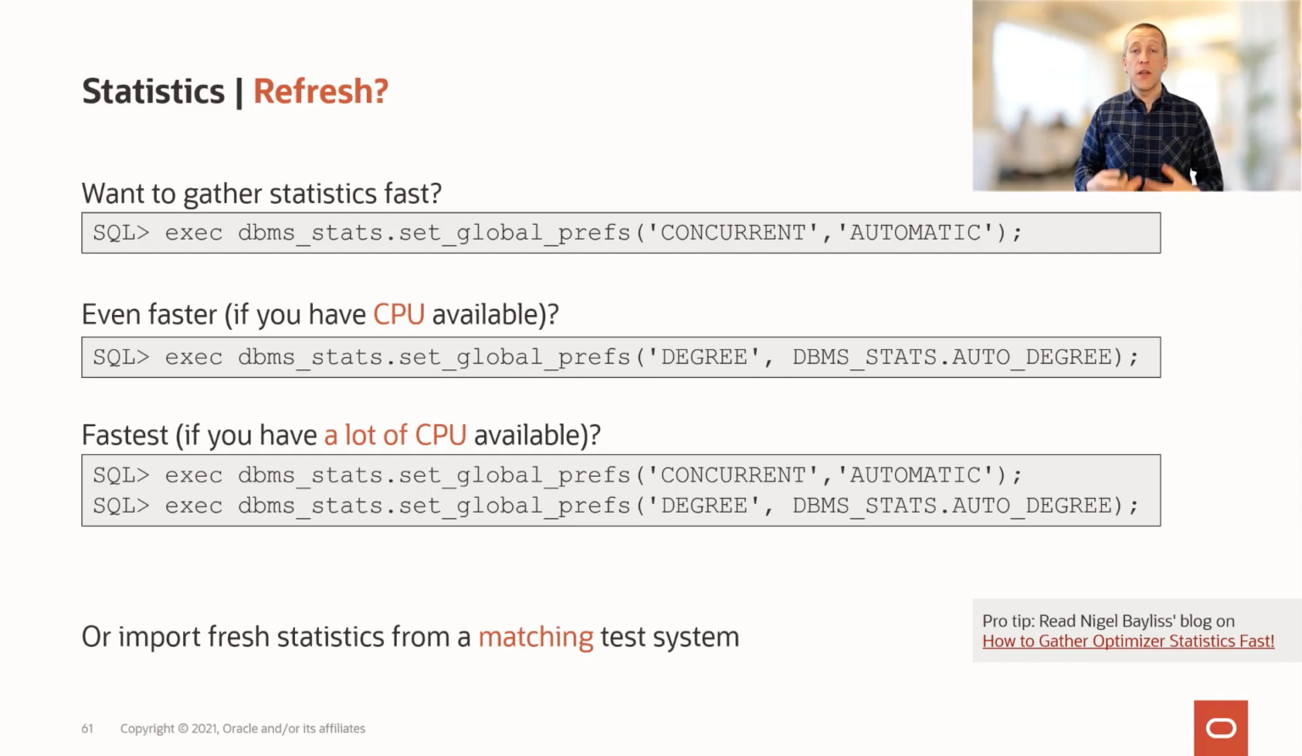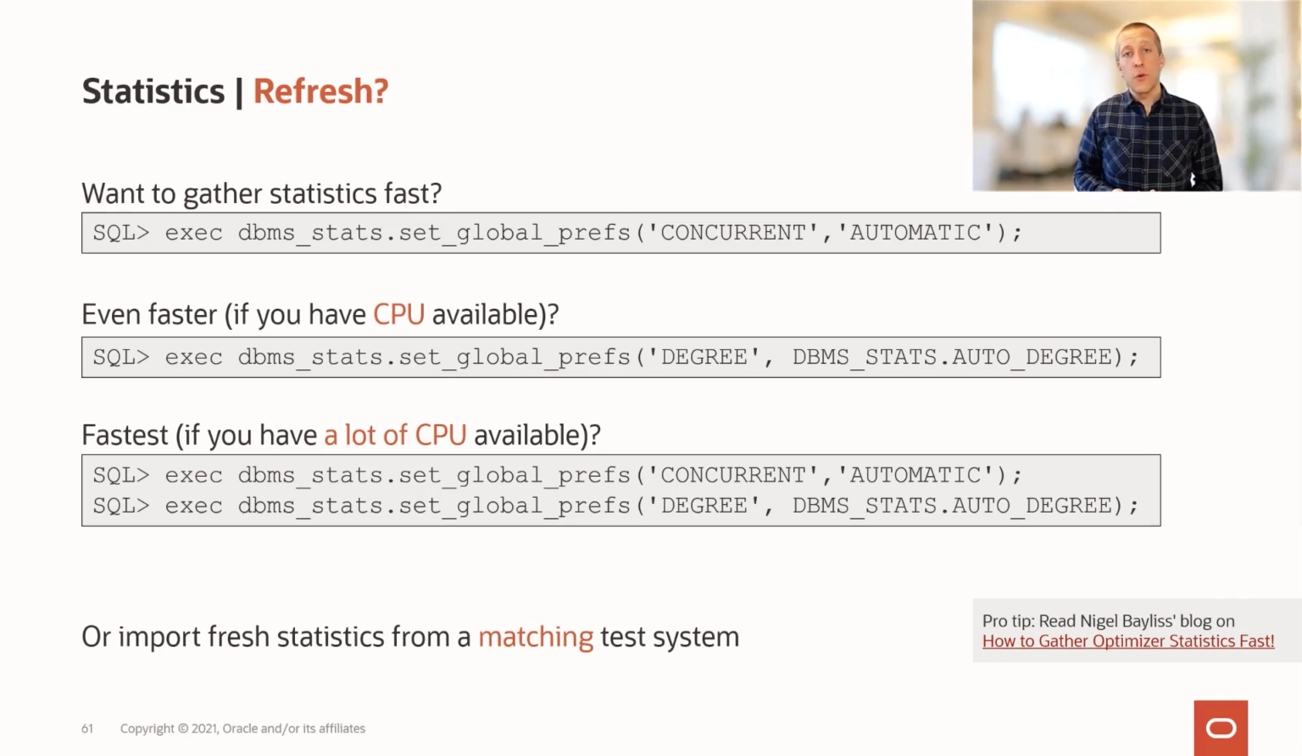If your database is the only database on that host, you probably don't care, you just want to gather statistics as fast as possible. But if you're sharing the resources with other databases, you don't want to be that noisy neighbor that steals all the CPU resources from the other databases. In such a situation, take care. In the pro tip in the lower right corner, there's a link to a blog post, a really interesting blog post by Nigel Bayliss, where he shows the effect of using and combining the various options for gathering optimizer statistics.